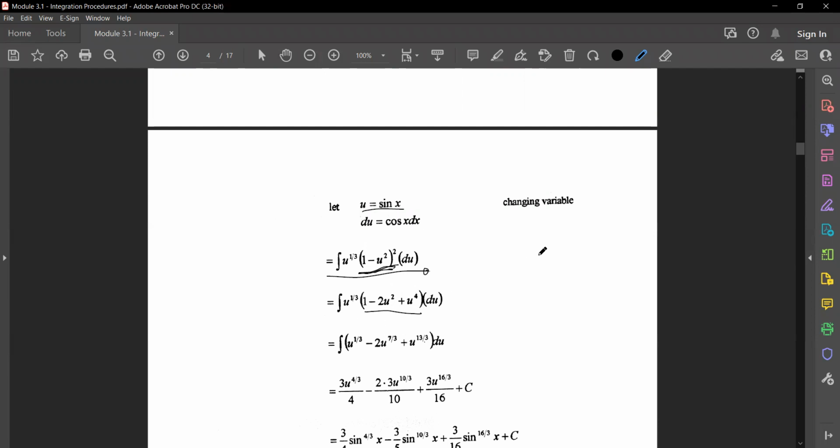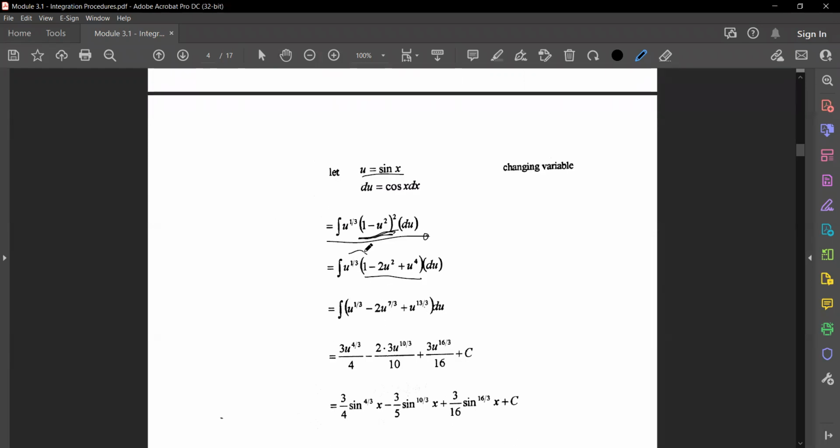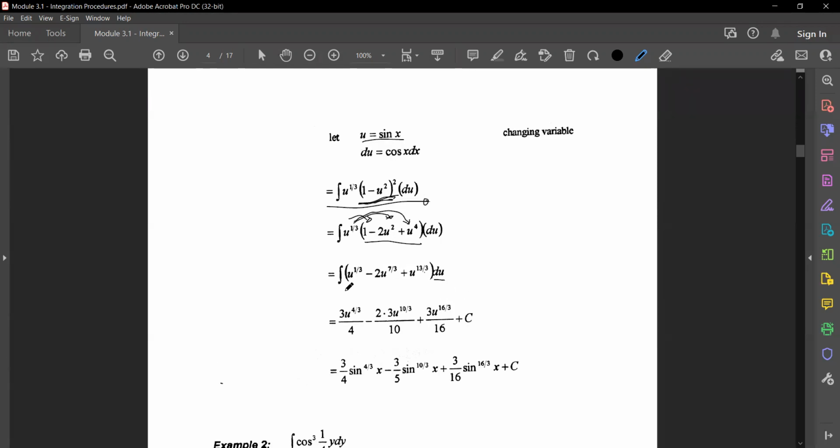And then proceed with distributive property. So multiply mo yan. Okay, multiply mo yan. Or now you will have u raised to 1/3, that is u raised to 1/3 times 1, minus 2u 7/3 plus u raised to 13 over 3. And that is u raised to 1/3 plus 4 plus u raised to 4. And multiplied by du. Then you will proceed with integration.